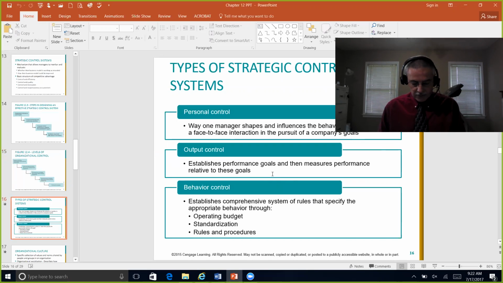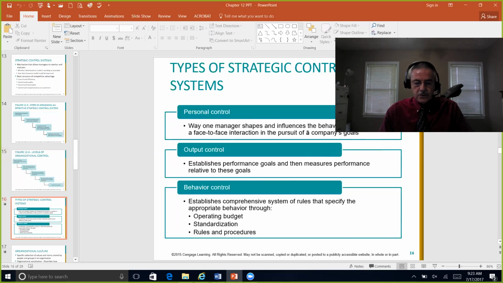This personal control is that desire to shape and influence the behavior of a person in a face-to-face interaction in pursuit of the company's goals, i.e., how much influence a first-line supervisor has on the day-to-day operation of every organization. Again, there it comes right back to it: first-line supervisor.